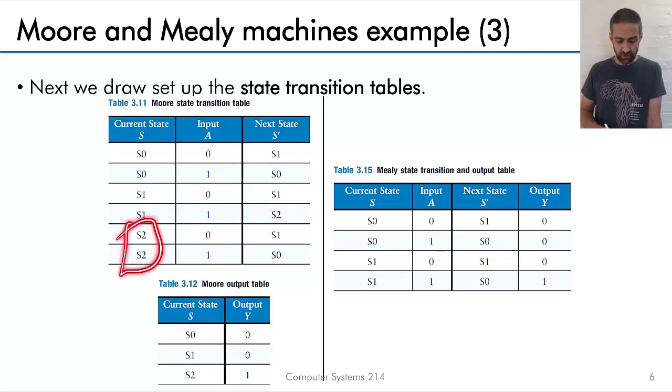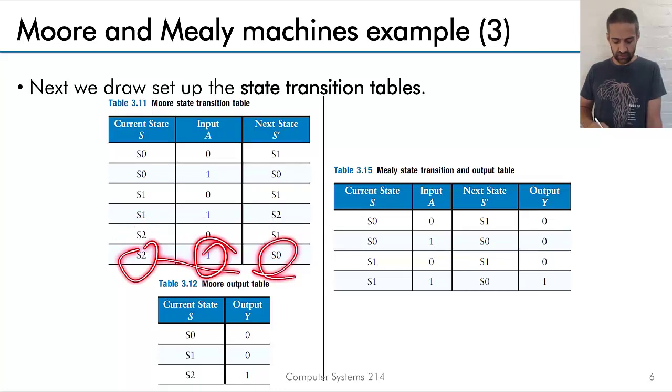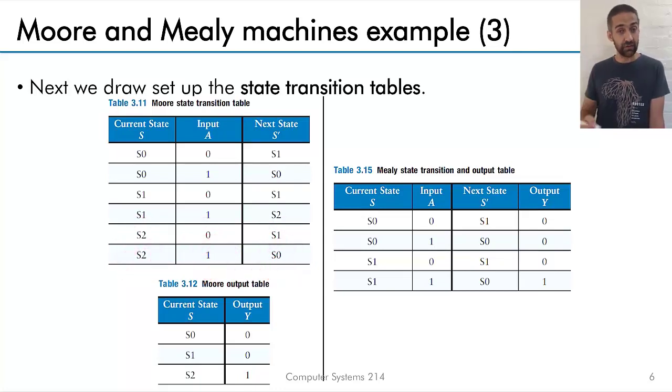And the same for S2 then: if it receives a 0, it goes to S1; if it receives a 1, it goes to S0. And then we also have to do the output states. So in states 0, 1, and 2, the outputs are 0, 0, and 1 respectively. Now for the Mealy one. The Mealy one is subtly different.